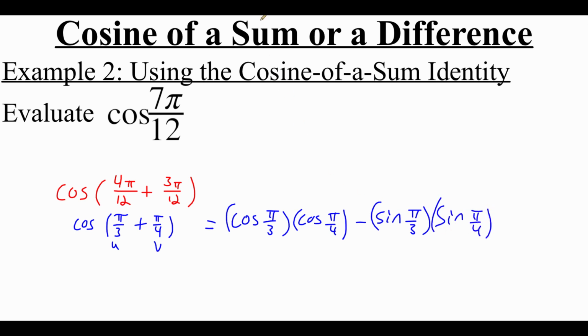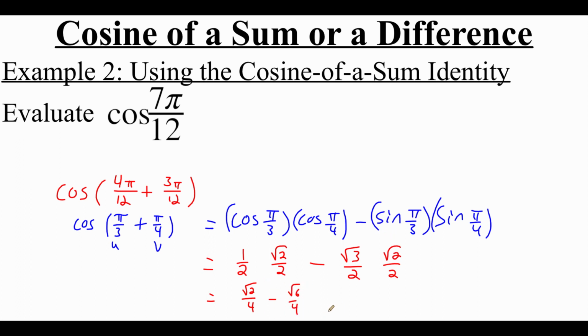And now we're going to use our unit circle to help us evaluate each one of these individually. So the cosine of pi over 3 is 1/2. The cosine of pi over 4 is root 2 over 2, minus the sine of pi over 3, which is root 3 over 2, and the sine of pi over 4 is root 2 over 2. Now we're going to multiply these together. So 1/2 times root 2 over 2 should give me root 2 over 4. And then root 3 over 2 times root 2 over 2 should give me root 6 over 4.